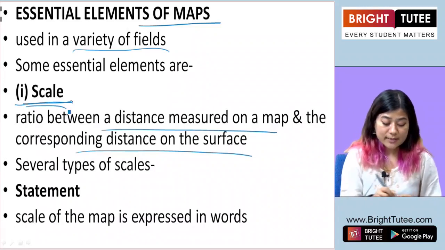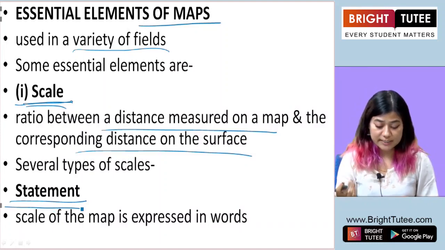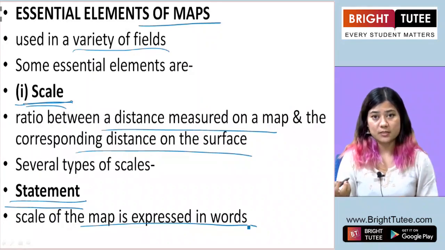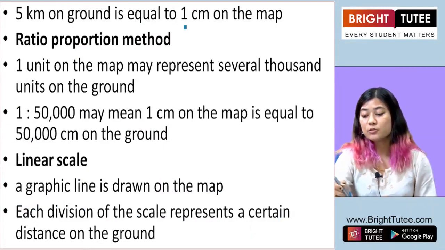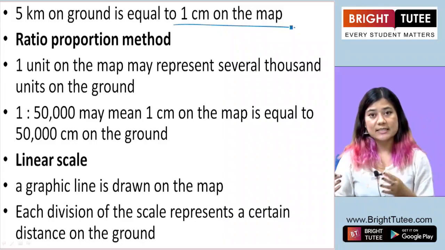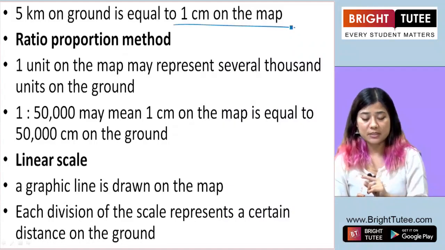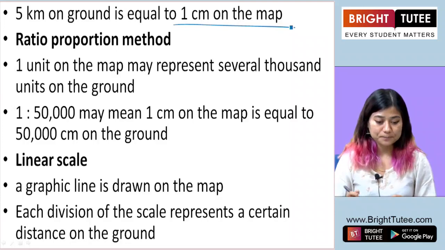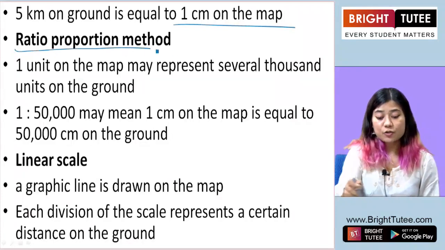Alright, number one is statement. This is the first type of the scale. Now here the scale of the map is expressed in words. Okay, let's see how. 5 kilometer on the ground is equal to 1 centimeter on the map. So the 5 kilometer actual distance is represented on the piece of paper on the map as 1 centimeter. Okay, so the scale is represented in words directly.